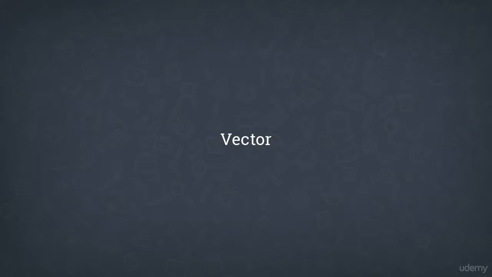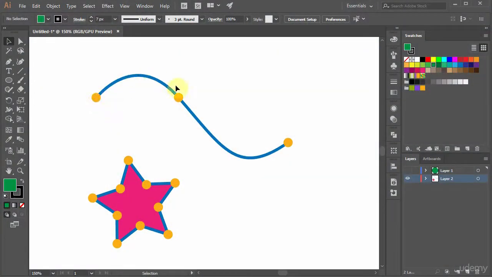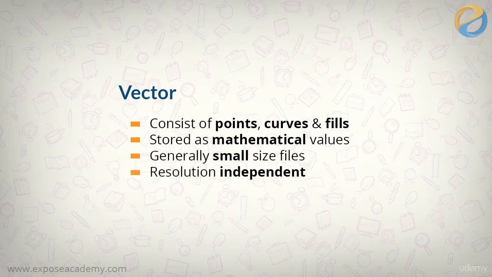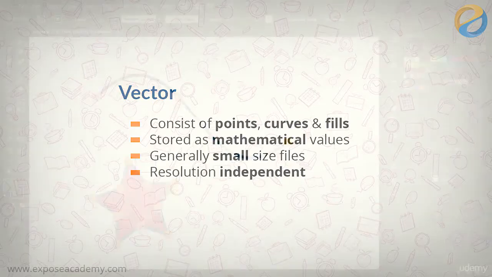Vector graphics are images made of points, curves connecting those points, and color fields inside the area formed by those curves. These points, curves, and color fields are stored as mathematical values, not as pixel grid data like raster images do. As a result, and generally speaking, vector images are smaller in file size than the raster image version. Vector graphics are also resolution independent.